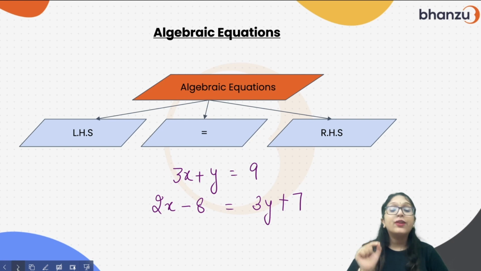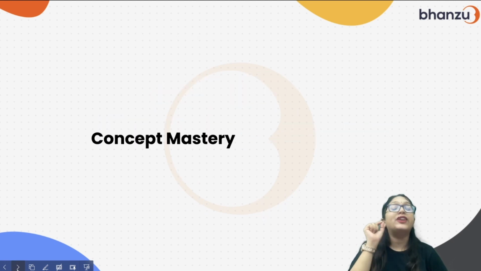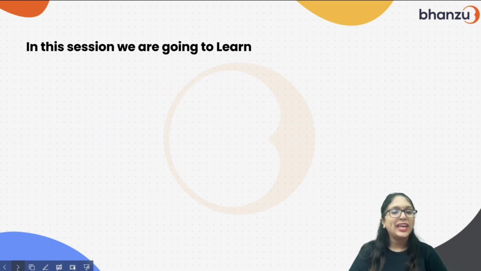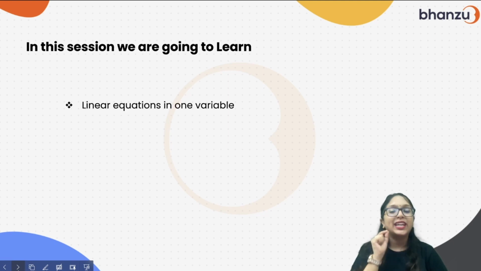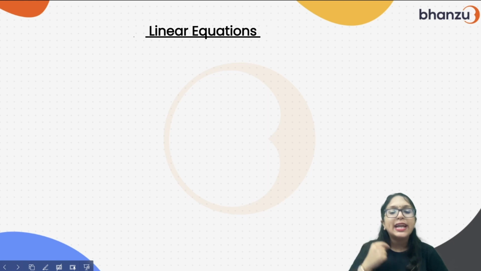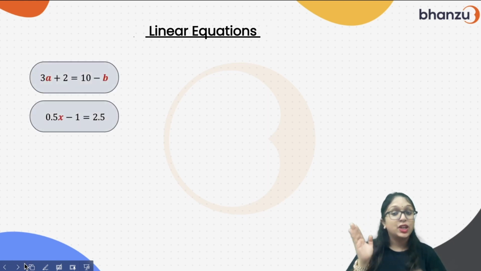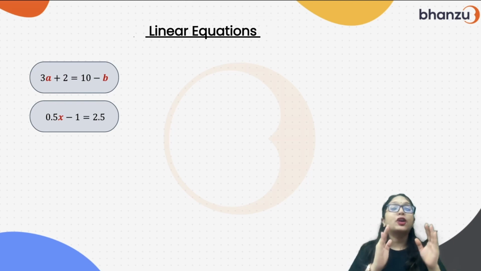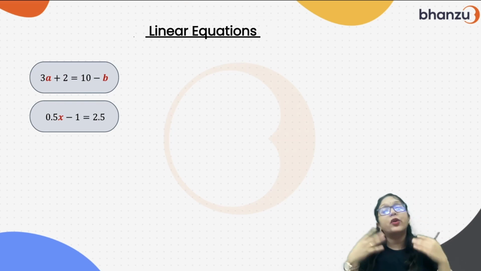Now we will see what concept we are going to master. We are going to master linear equation in one variable. So let's see first of all what is a linear equation. You know what is an equation. You can see that 3a plus 2 equals 10 minus b. This is an equation. 0.5x minus 1 equals 2.5.